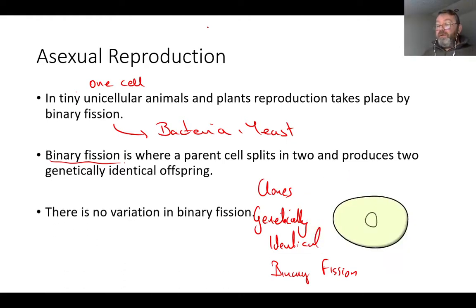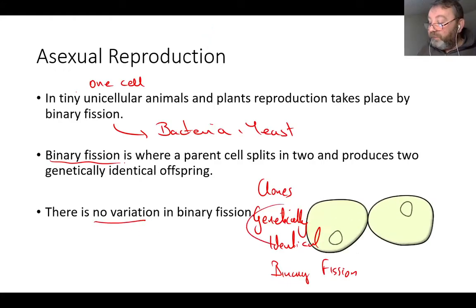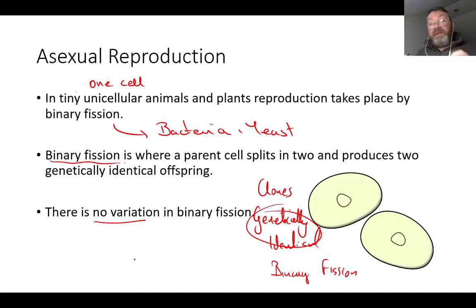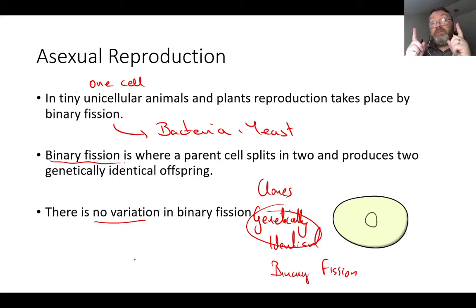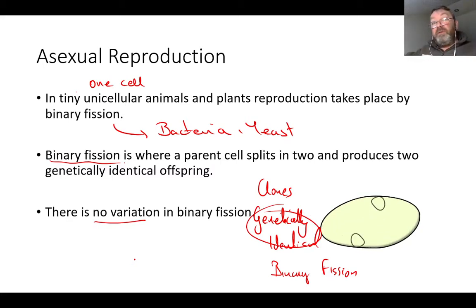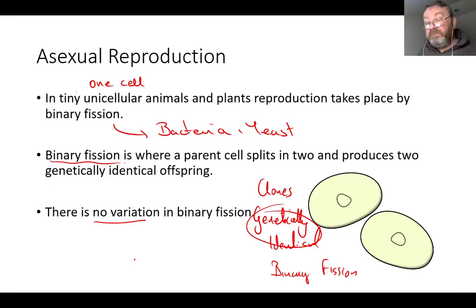There is no variation in binary fission, because the offspring are genetically identical. In order to get variation, you have to have male and female parents. If you only have one parent giving rise to a set of offspring, they're all genetically identical with no variation.